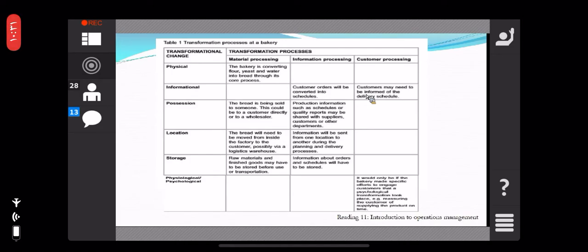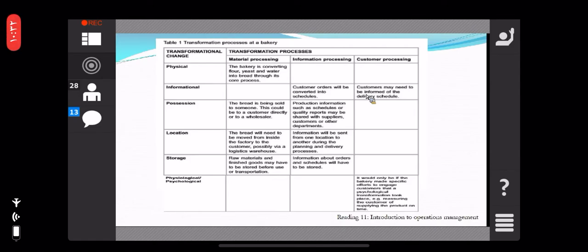So the second is material processing, and the third one is customer processing. If you look at the first, transformational change, physically any material processed. Physically, the bakery is converting flour, yeast and water into bread through its core process. Here we are dealing with the physical transformation change. So the material processing here, no information and no customer processing, because it's operation.